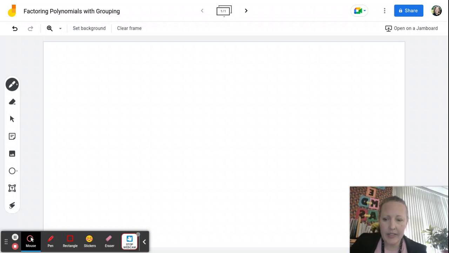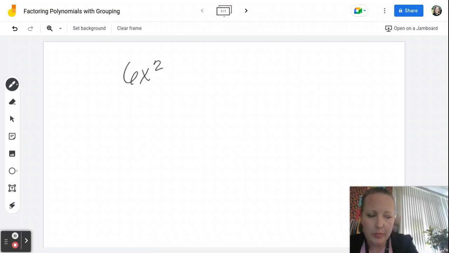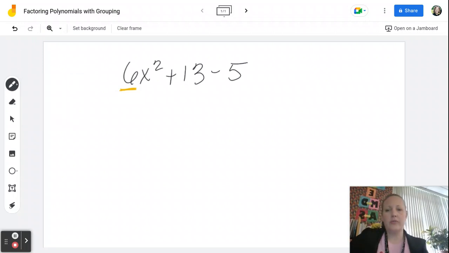Okay, today we're going to factor polynomials using grouping. Let's go ahead and use 6x squared plus 13x minus 5, a trinomial where the leading coefficient is greater than 1. So we can see that right here, we have a 6. This is only going to be useful when you have a leading coefficient greater than 1. If it's 1, it's a much easier situation.